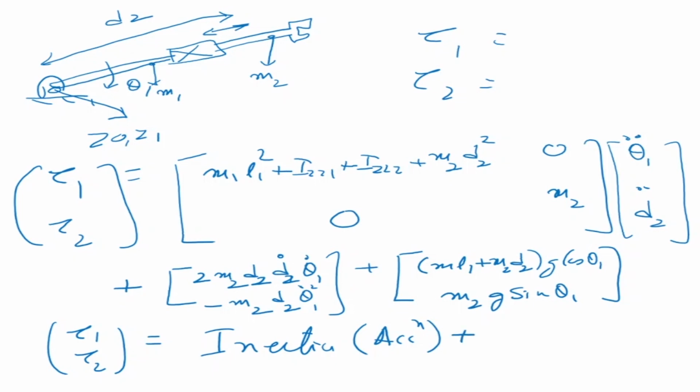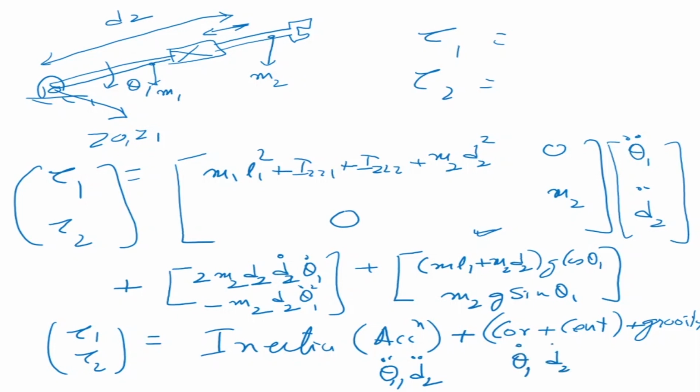The second is Coriolis plus centripetal. This is the second term, which is here. And then the third term is, of course, the gravity term. Now we can see that the inertia term depends on theta double dot and d double dot, d2 double dot, theta 1 double dot. The Coriolis term depends on theta 1 dot and d2 dot, and the last one depends on theta 1 and d2. So this shows that the total torque is the sum of the inertia term, which depends on acceleration, the Coriolis centripetal term, which depends on the velocity, and the gravity term, which depends on position.